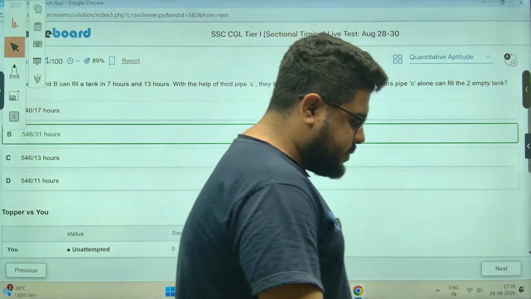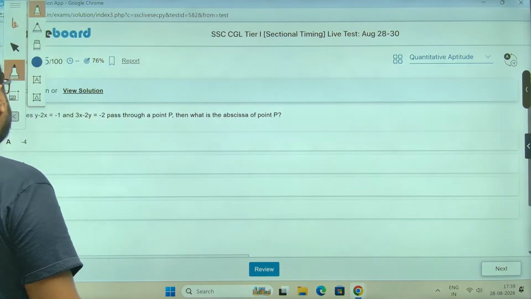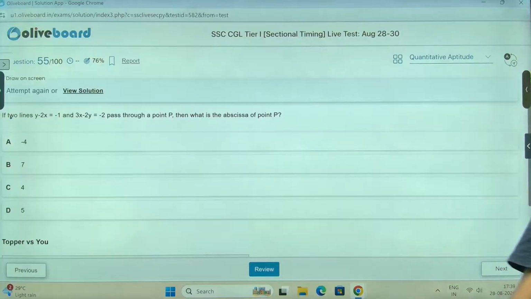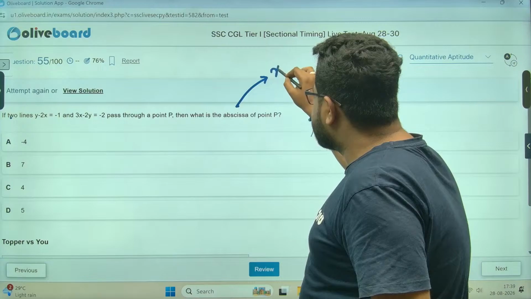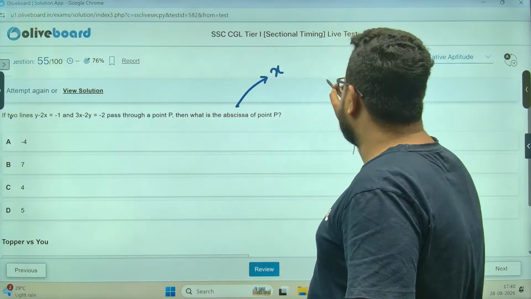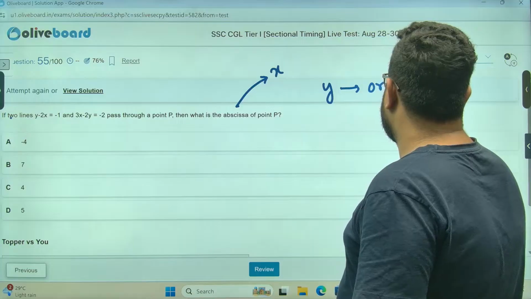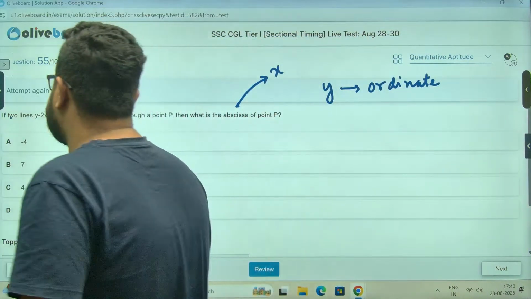Chalo, let's move on to the next question, sir, which is this one. Two lines, y minus 2x is equal to minus 1, and this passes through a point. Abscissa means the x coordinate, and the y coordinate is known as the ordinate. Please remember these technical terms.